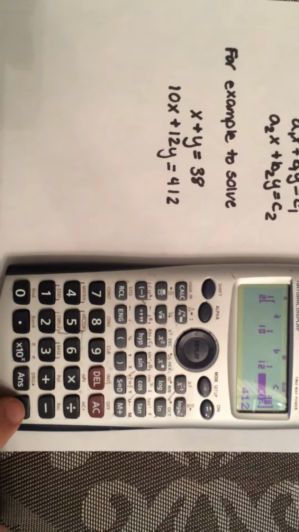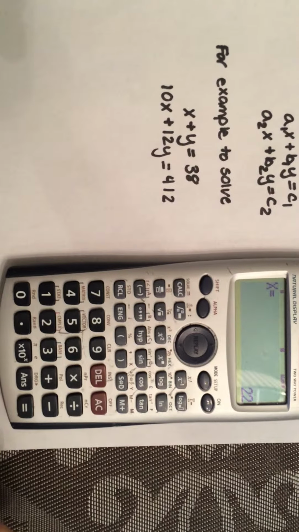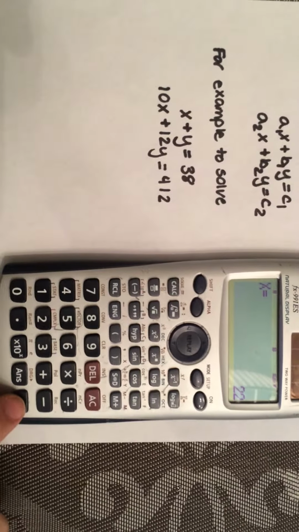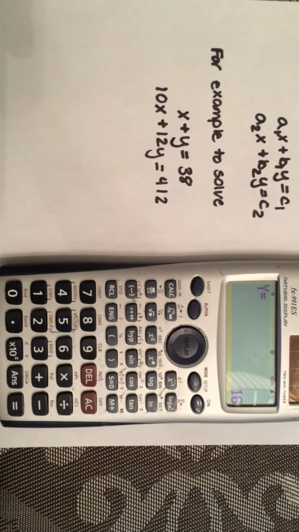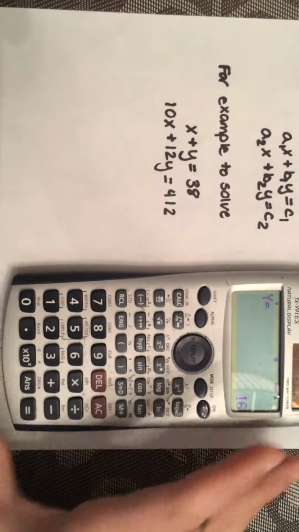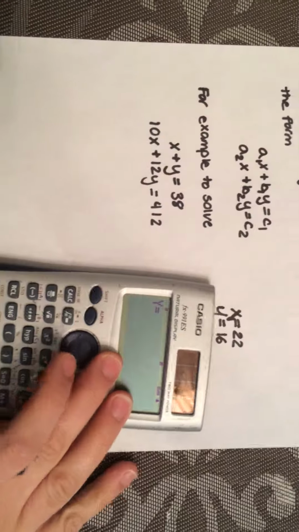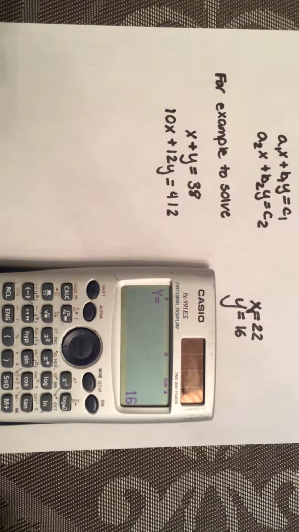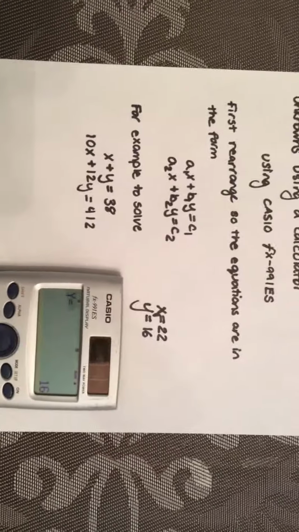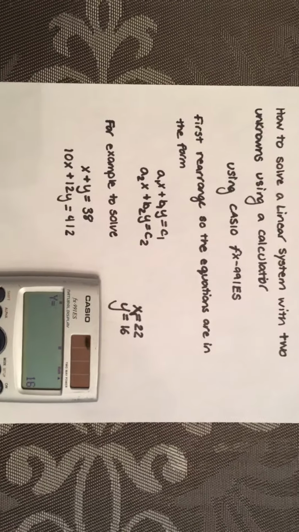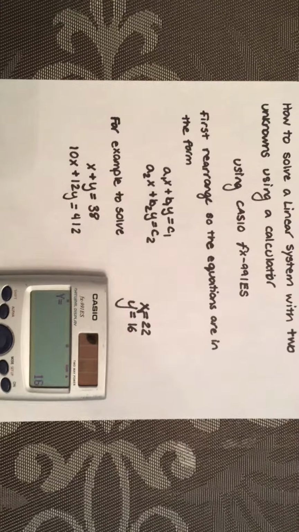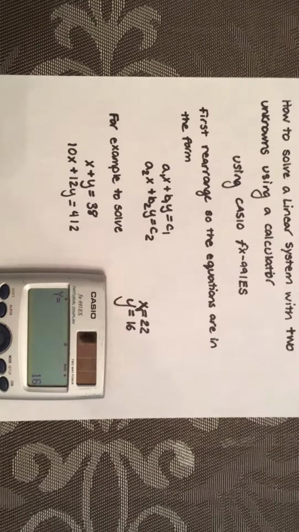Now select enter again. Should give you your x value is 22. And select enter again. You get y equals 16. There you have it. Those are your solutions. X equals 22 and y equals 16. You've just solved a linear system with two unknowns using a calculator, the Casio fx-991ES.